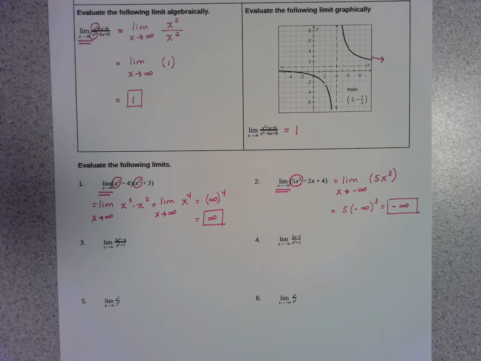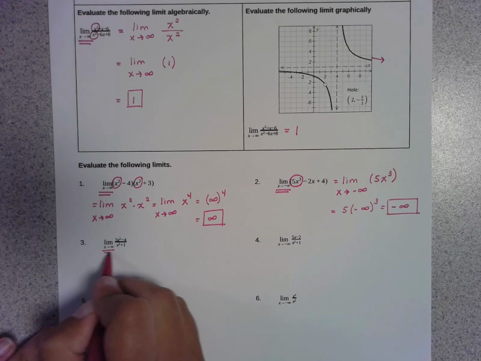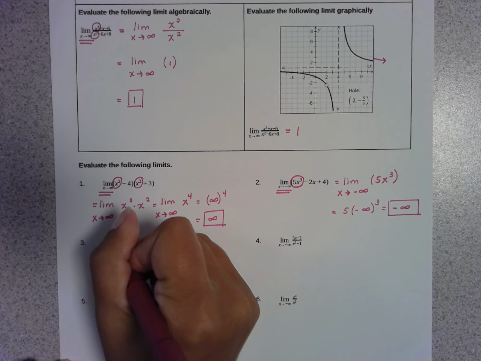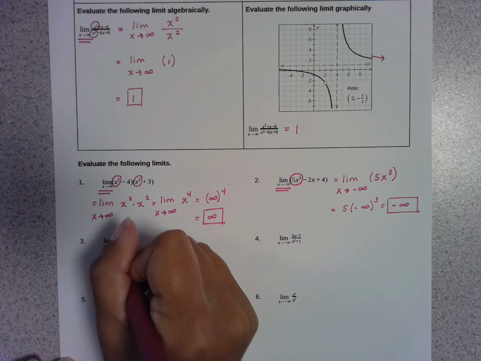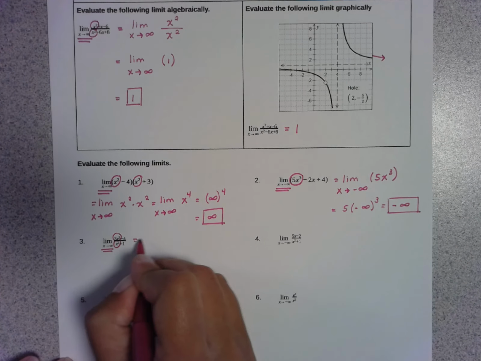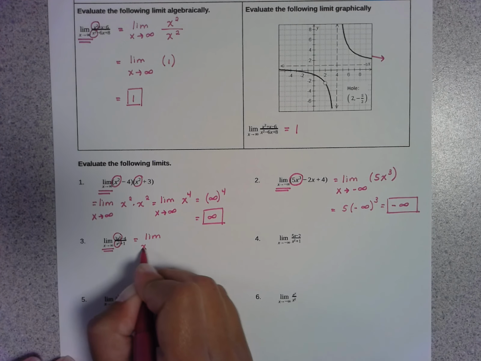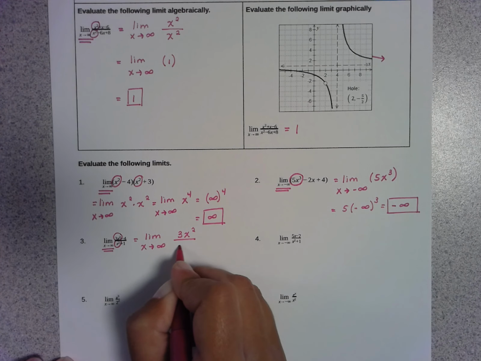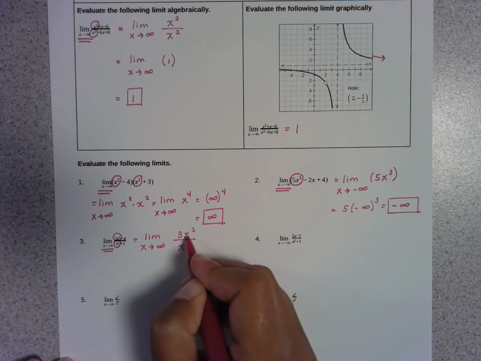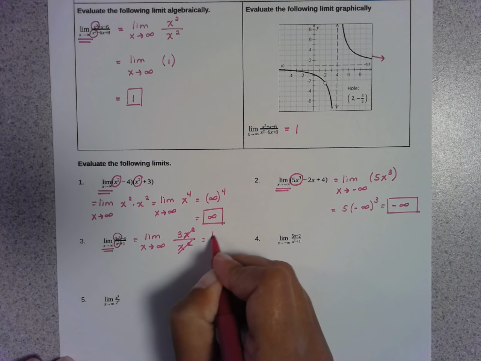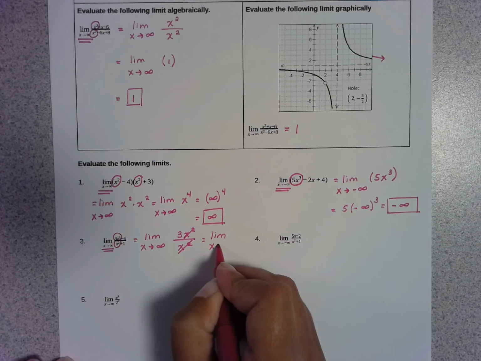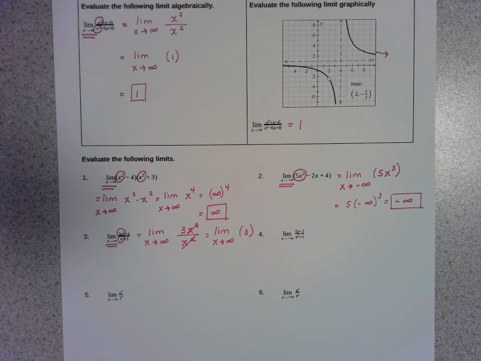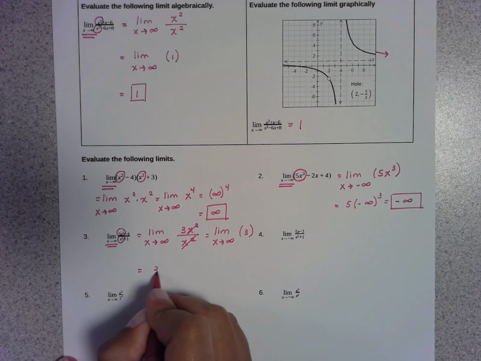For problem number 3, if we wanted to find the limit as x approaches infinity, I'm going to say x is very large. I only want the largest powers. So the term on the top would be 3x squared, and the term on the bottom would be x squared. My simplified function would be the limit as x approaches infinity of 3x squared divided by x squared, which does simplify. So my simplified function would be the limit as x approaches infinity of just the number 3. Now in this case, there's no place to plug in infinity, so the answer is just 3.